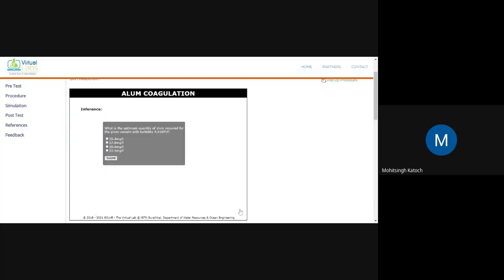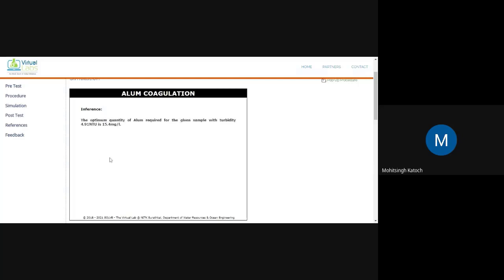So moving forward towards the inference. So what is the optimum quantity of alum required for the given sample with turbidity 4.91 NTU? So we calculate this value as 15.4 mg per liter and our answer is correct. So finally in the inference we can conclude that the optimum quantity of alum required for the given sample with turbidity 4.91 NTU is 15.4 milligrams per liter. So optimum dose of coagulant is 15.4 milligrams per liter.